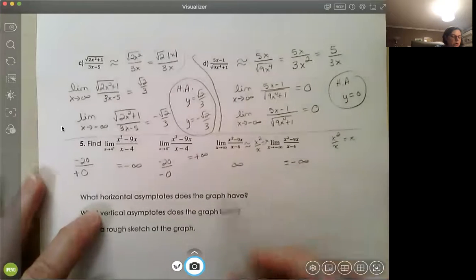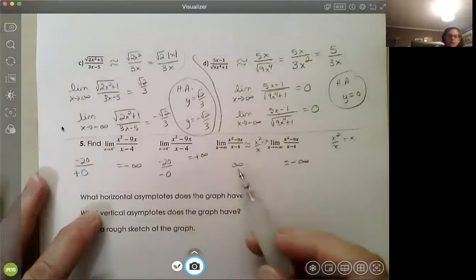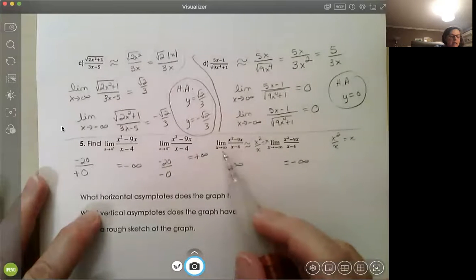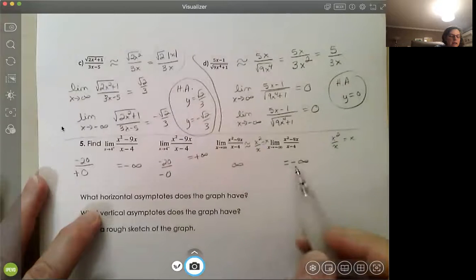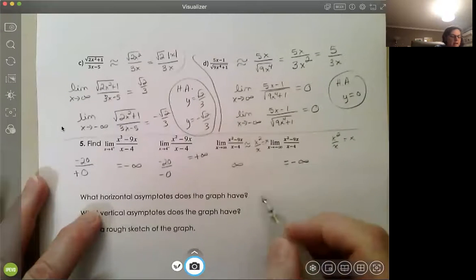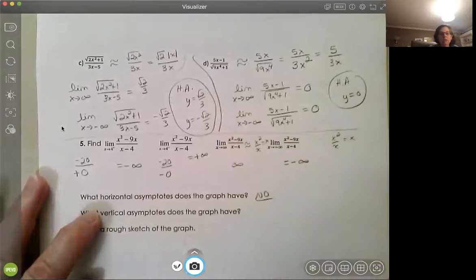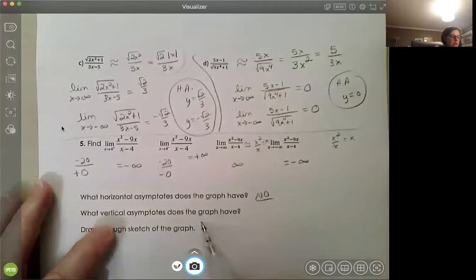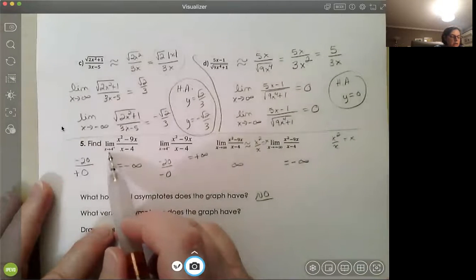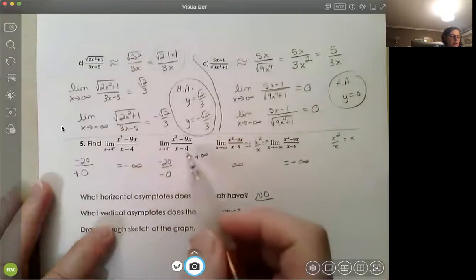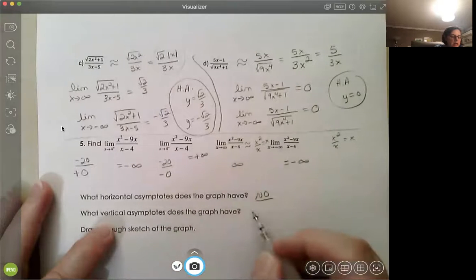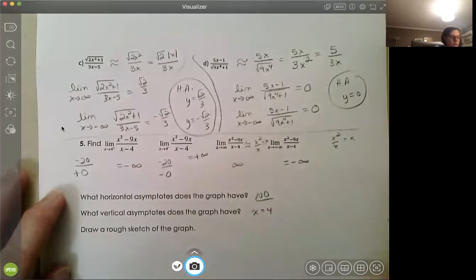All right, so horizontal asymptotes. Again, we find those by looking at what happens as x goes to infinity or minus infinity. Well, there's no asymptotes. This is still important information. It tells me about the graph, but it also tells me there's no horizontal asymptotes. Vertical asymptotes, as x goes to 4, the function's going to infinity or minus infinity. So x equals 4 is a vertical asymptote.